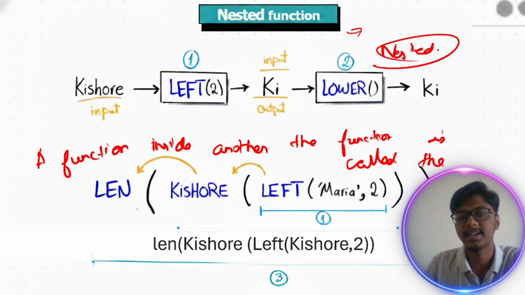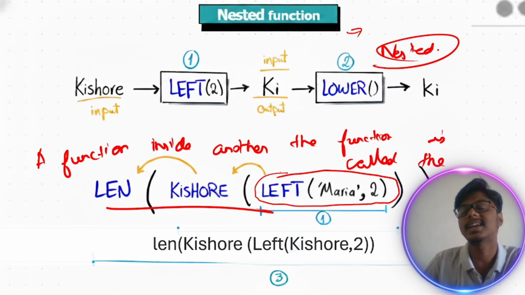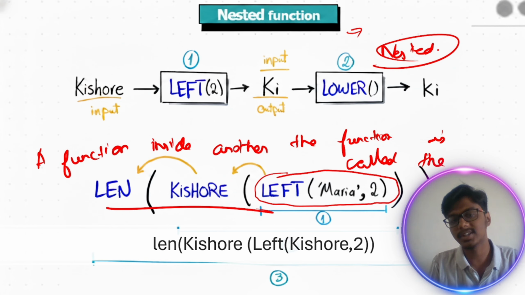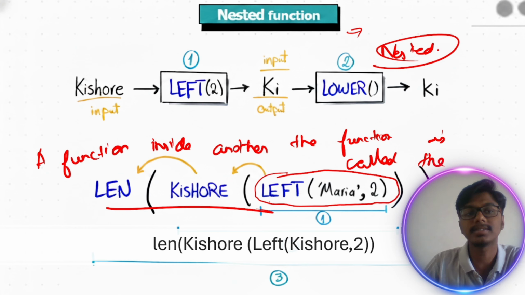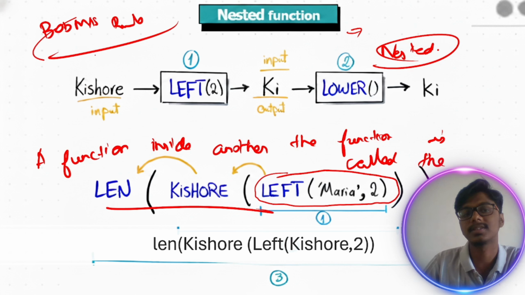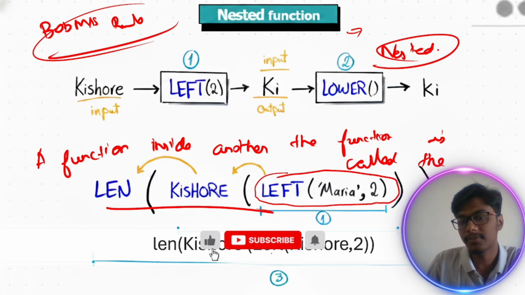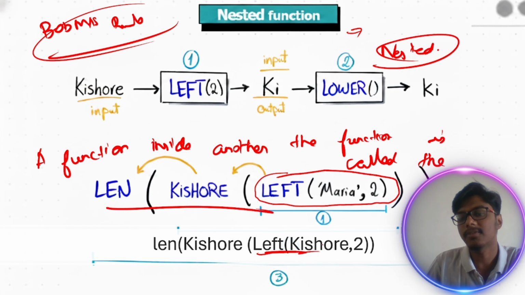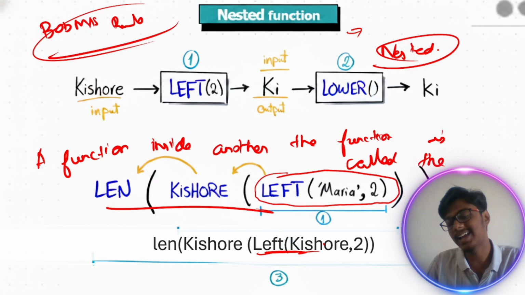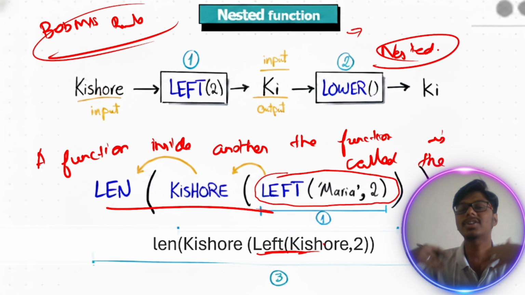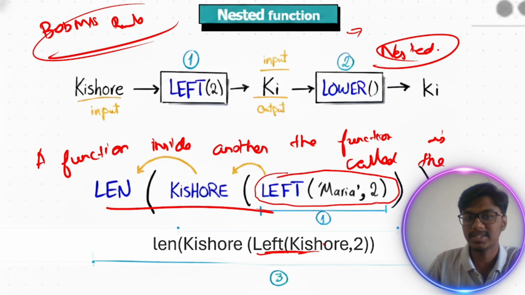If you see in this visual, inside this function, the left part is the inner function and the outer function is LEN of LEFT of Kishore. If you know about BODMAS rule in Maths, this is very easy. See, here we have LEFT of Kishore comma 2. I will explain all those functions later, but as of now I want to explain what a nested function is. First, in step 1, Kishore is given to LEFT with 2.